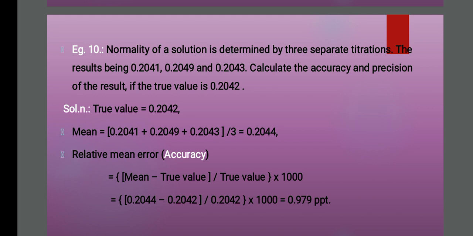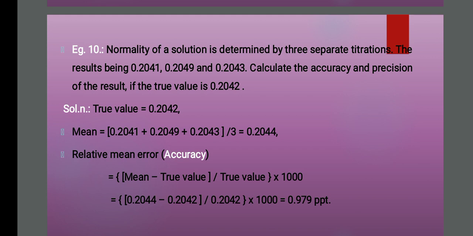Then we have to find the mean. All of you know how to find the mean. At the start of this unit I said what mean is. Mean is nothing but the average of the given values. So you sum up all the values. The number of terms is 3, so you divide by 3. The answer is nothing but 0.2044.